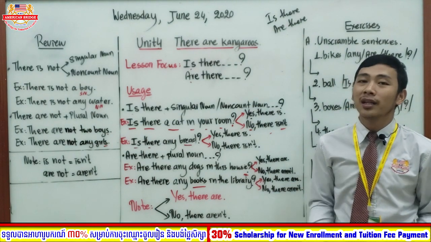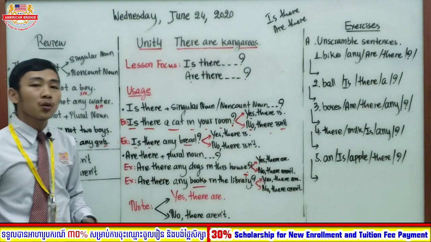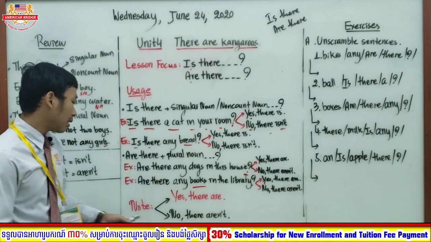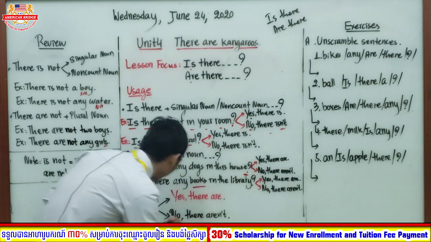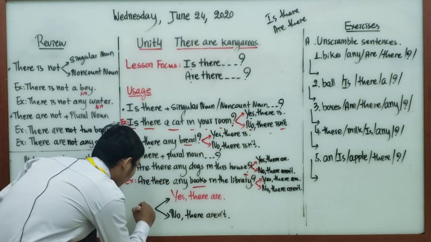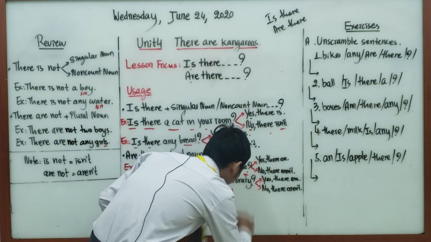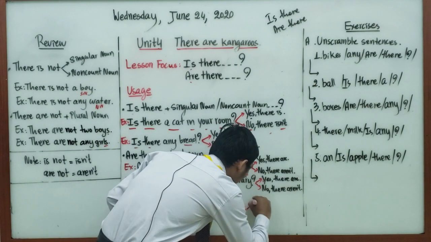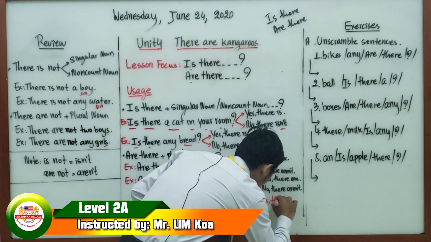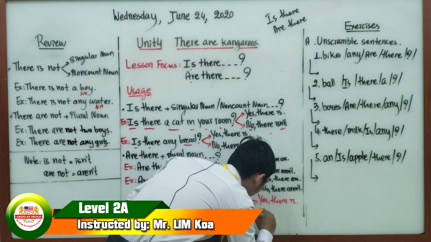Remember, okay? The rule that you need to remember. So again, how can you answer the question when they ask you with is there and are there? This one, are there, right? Note. And one more rule, I can write it like this, everyone. This one goes with are, and this one goes with is. So it will go like this: yes, there is, and no, there isn't.